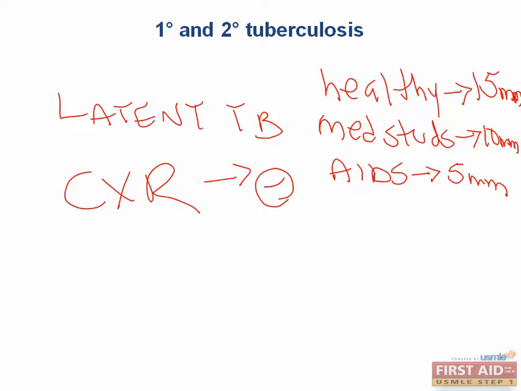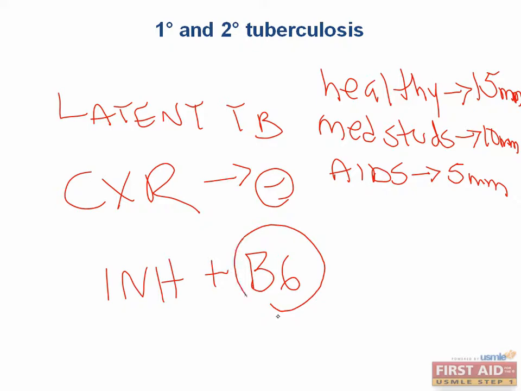So what is our treatment regimen? Isoniazid, abbreviated as INH, plus vitamin B6. Pharm integration coming. Why do we give vitamin B6? Isoniazid can cause B6 deficiency, so you might see symptoms like neuropathy. And while we're on the topic of isoniazid, what lab tests do you want to keep an eye on?